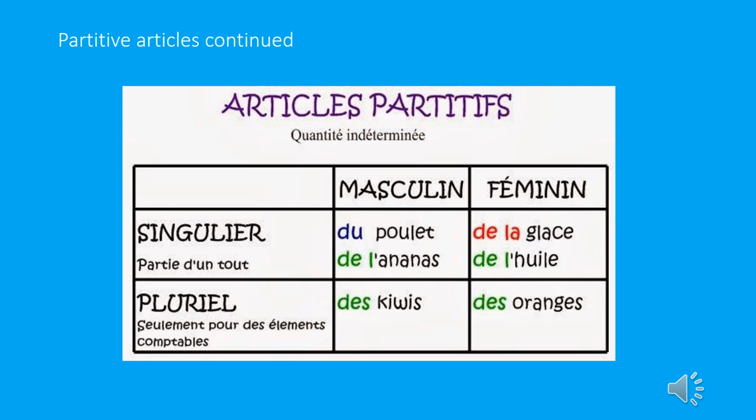You remember that when you say du, it is a combination of two elements. There's the preposition de, and then you have the definite article le. It makes du poulet. You have to get the hang of it.